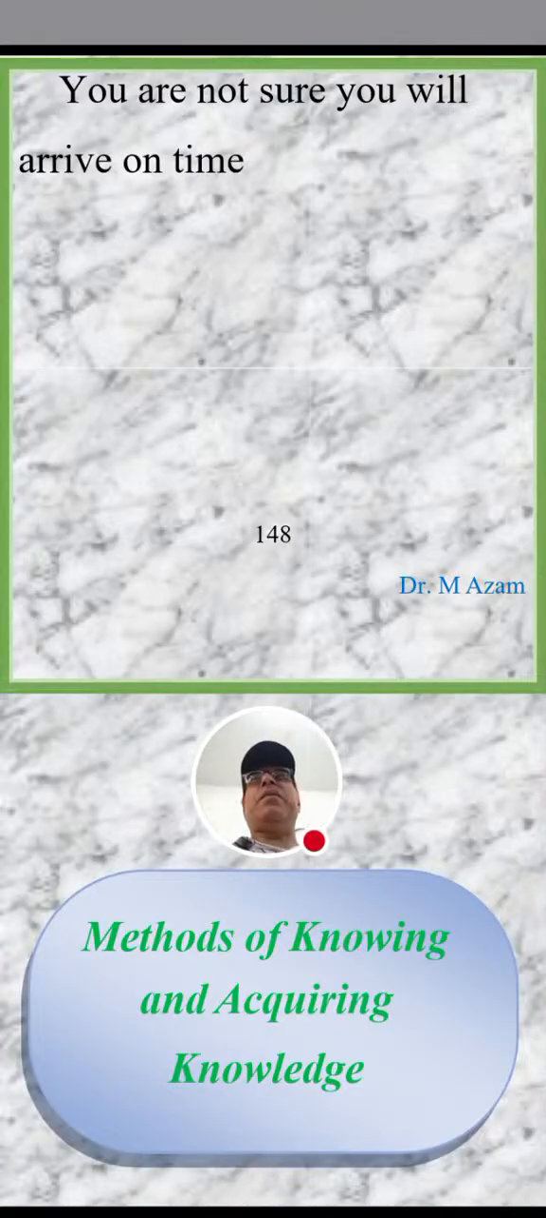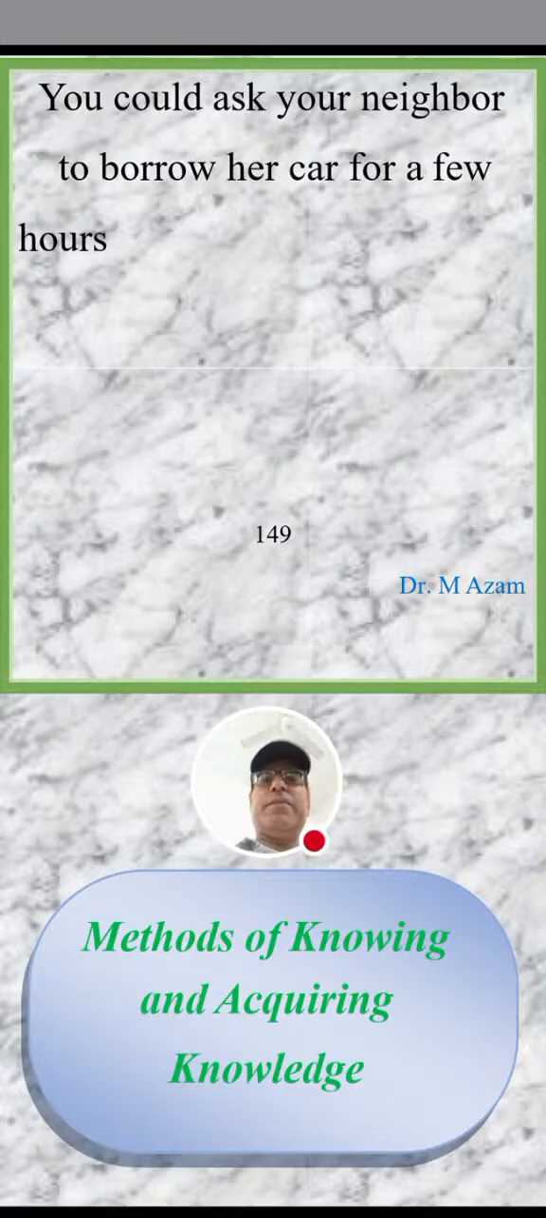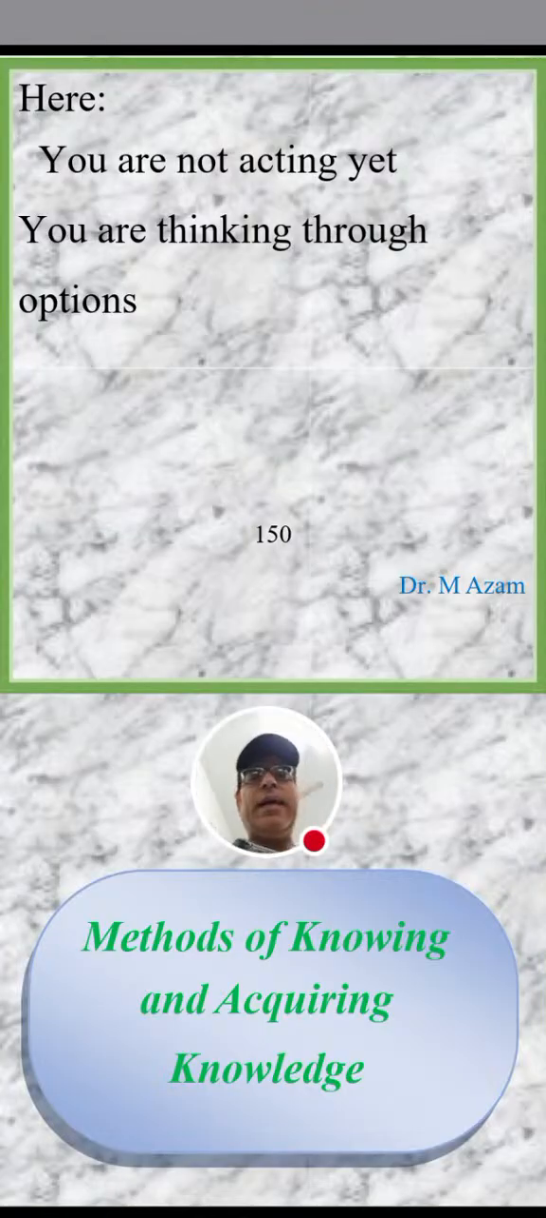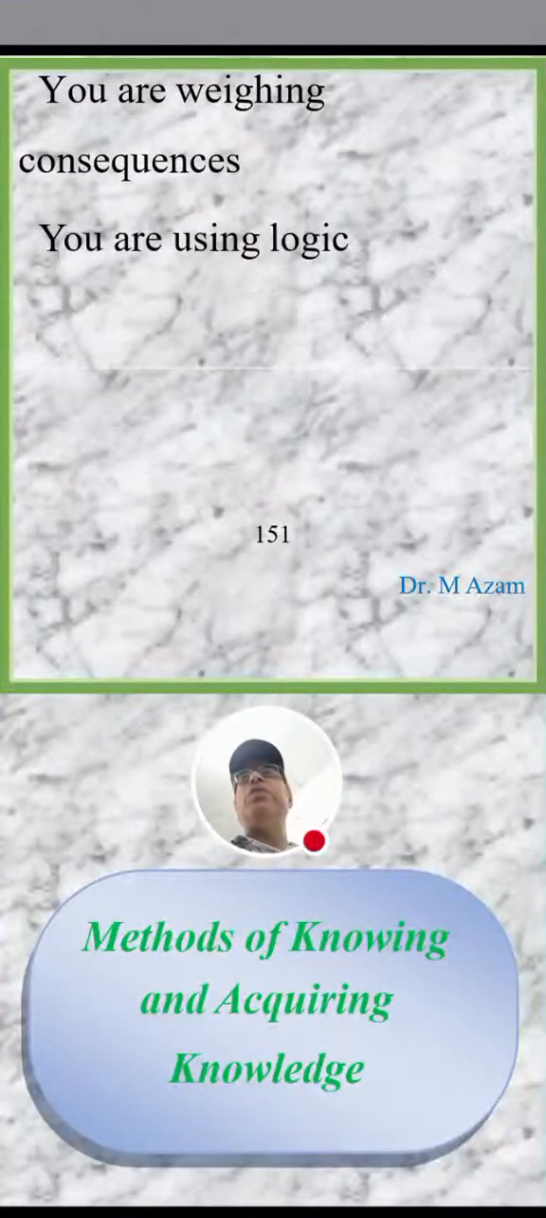You could ask your neighbor to borrow her car for a few hours. Here, you are not acting yet. You are thinking through options. You are not doing anything. You are thinking, what options can be there? How can I reach the examination center in time? Because your car is not starting. You are weighing consequences. You are using logic.